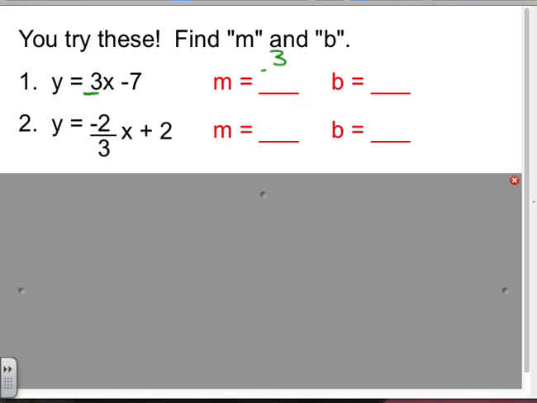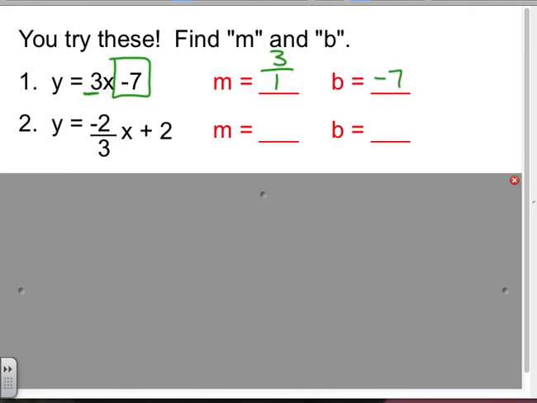I prefer 3 over 1. But if you want to just tell me that it's 3, that's fine. Now, what about the b, the y-intercept? The y-intercept is the number that's hanging out on the far right-hand side of the equation. Bang. It's a negative 7.